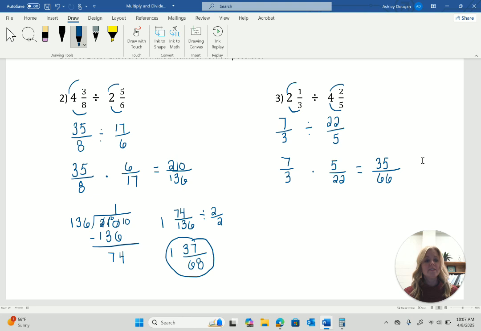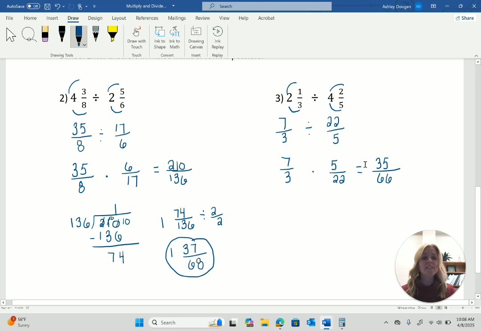If I wanted the whole piece, I would need 66 over 66 in order to have the whole entire piece. But I only have 35 of those pieces, which means I can't change this to a mixed number because I don't even have a whole piece. So this cannot be changed to a mixed number. Sometimes that happens where we don't get an improper fraction for our answer. So make sure you're not just in the habit of, okay, now I've got to do long division.